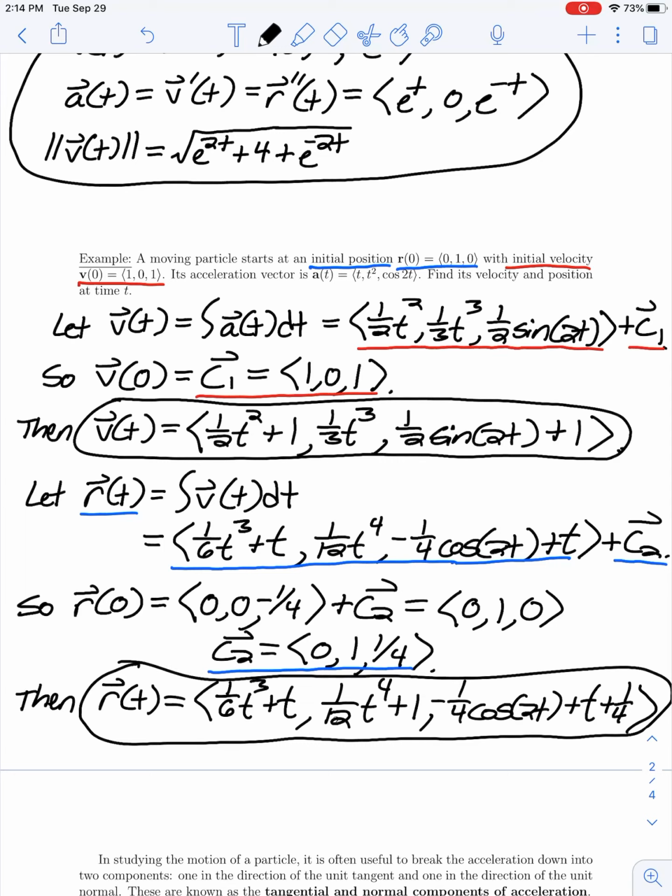for that object. So by making use of an antiderivative of a vector function, we can find the velocity or position of an object given its acceleration and some initial condition about its position or its initial position or initial velocity.